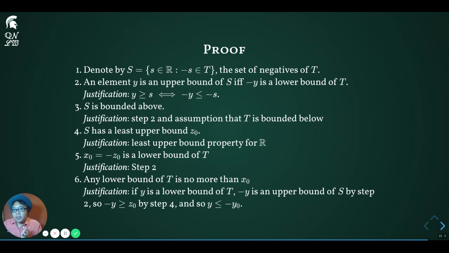Since T is bounded below, we know S is bounded above. So we can apply the least upper bound property to S to find its least upper bound, which we call z0. Its negative then is a lower bound of T. And there cannot be any greater lower bound of T, since such a number would become a smaller upper bound of S than z0, which we know cannot exist. And the property is proven.